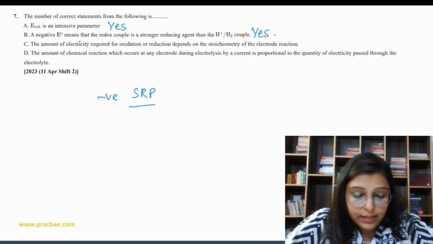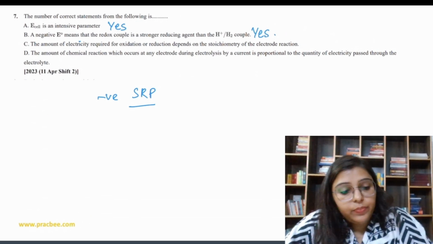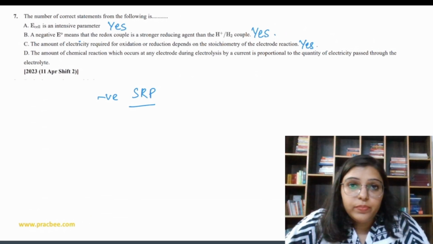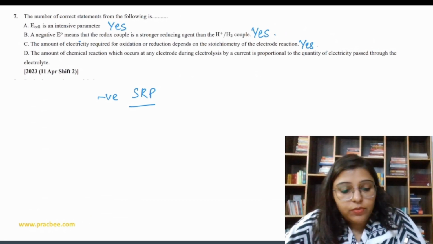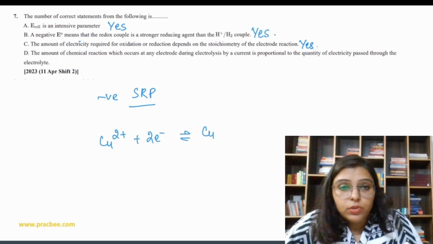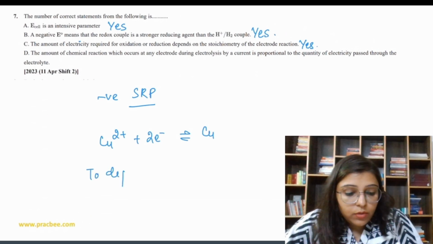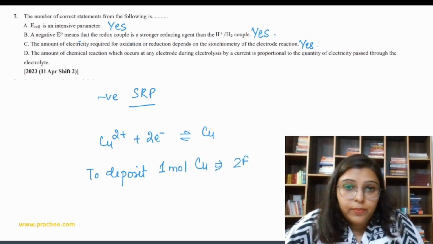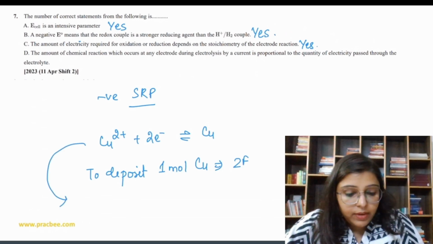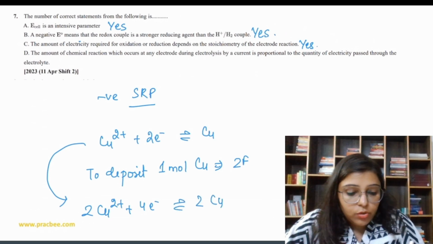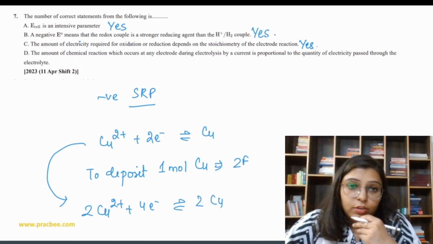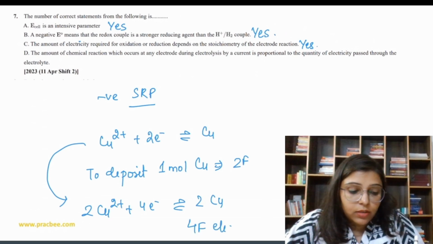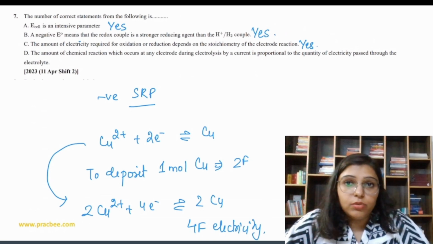Next, the amount of electricity required for oxidation or reduction depends on the stoichiometry of the electrode reaction. Yes, it depends on the stoichiometry. For example, if we say Cu2+ plus 2 electrons gives Cu, then to deposit 1 mole of copper we require 2 Faraday of electricity. But if I change the stoichiometry and write 2Cu2+ plus 4 electrons gives 2Cu, then to deposit 2 moles, 4 Faraday of electricity is required. So yes, the third statement is also true.